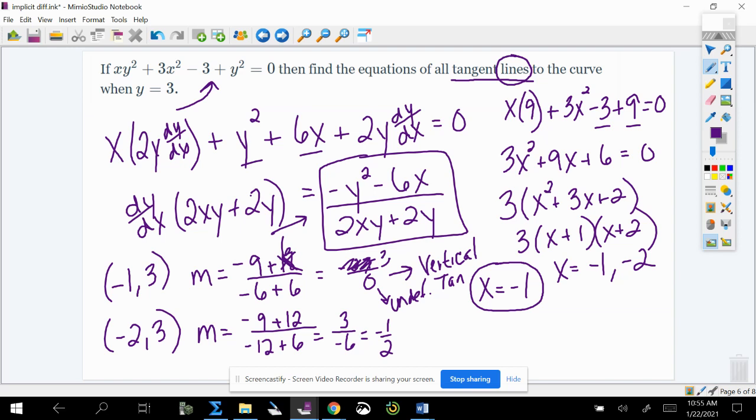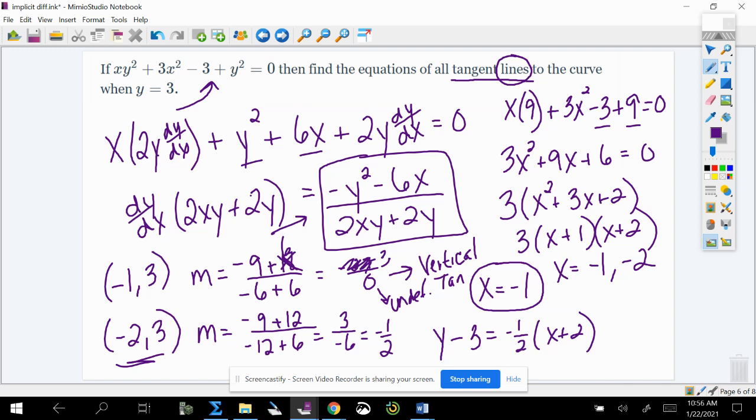So my tangent line equation would be y minus 3 equals -1/2 (x plus 2). Again, I think point-slope is the easiest way to write that, but all you need is your x, your y, which you had over here, and then your slope, which you found using the derivative. So let me show you what this looks like.